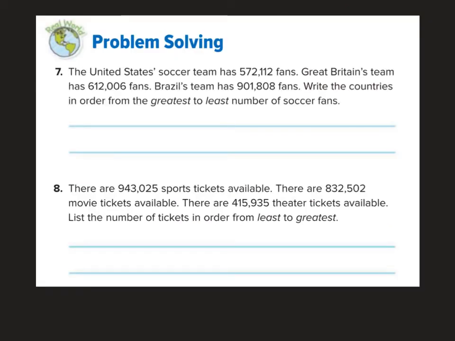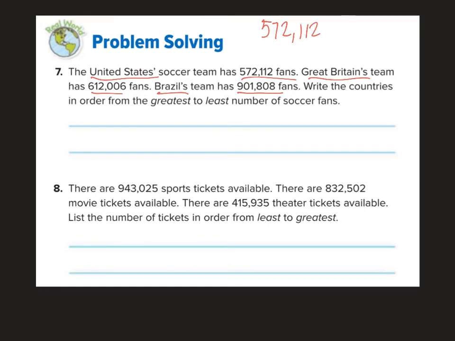The United States soccer team has 572,112 fans. So United States, boom. Great Britain's team has 612,006 fans. And Brazil's team has 901,808 fans. Write the countries in order from greatest to least number of soccer fans. Now this is obvious. I've got a 900,000, a 600,000, a 500,000. So Mrs. Hammer, I don't want to write them down. No, but you need to, because that's the strategy we're practicing this time. So here we go.